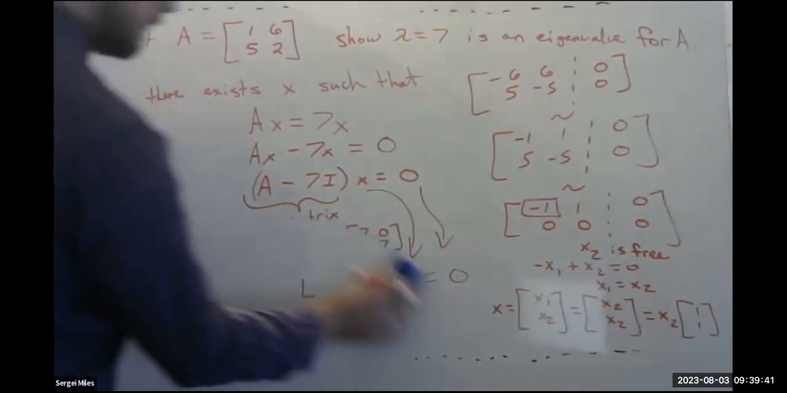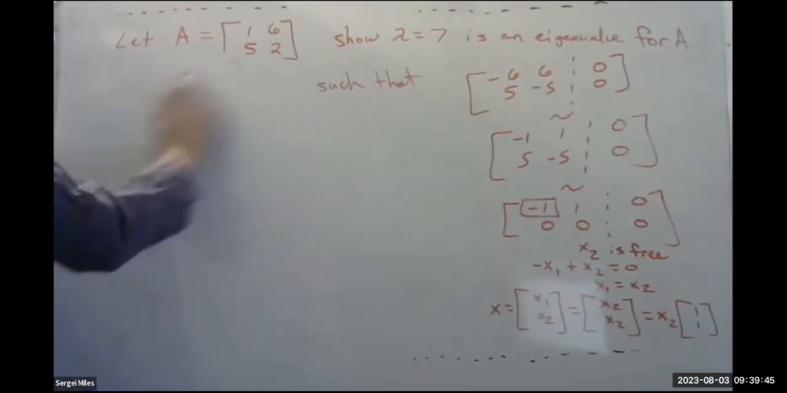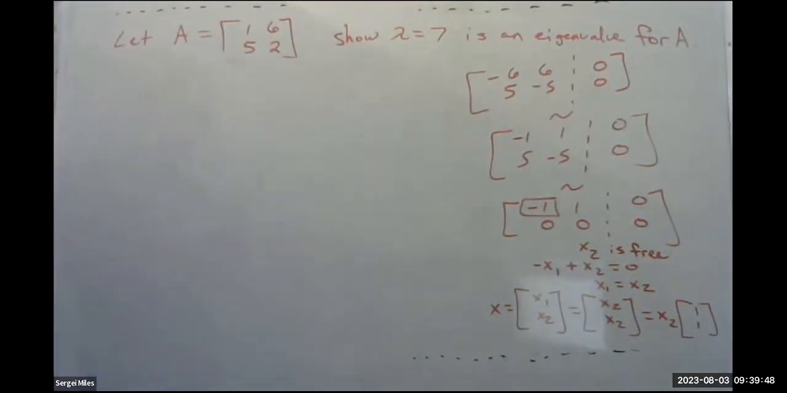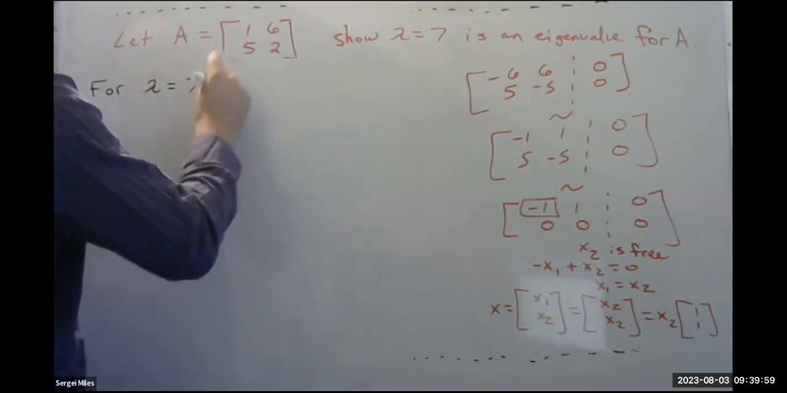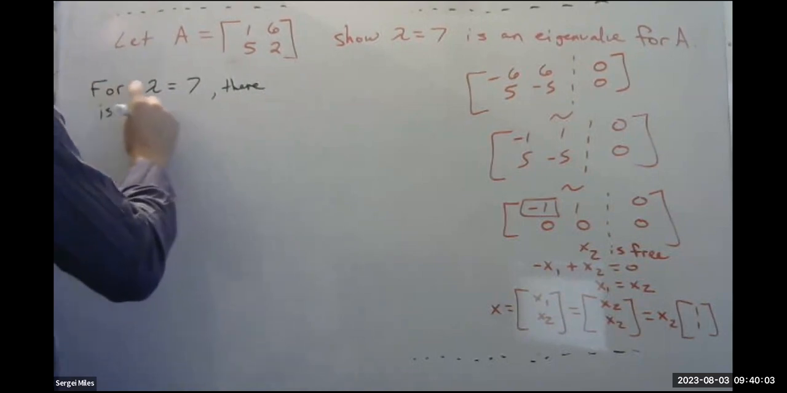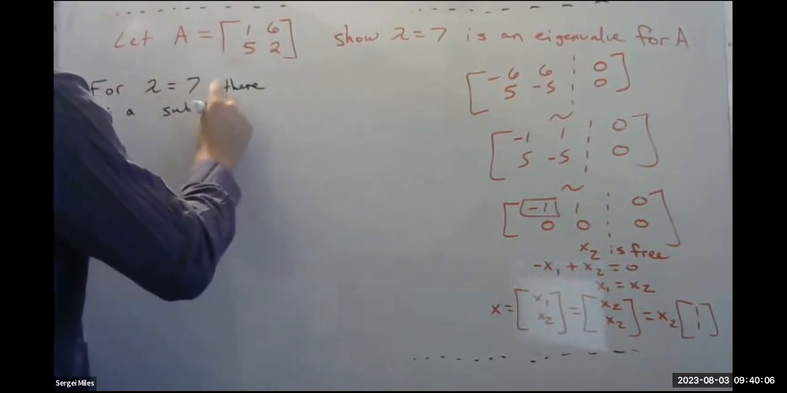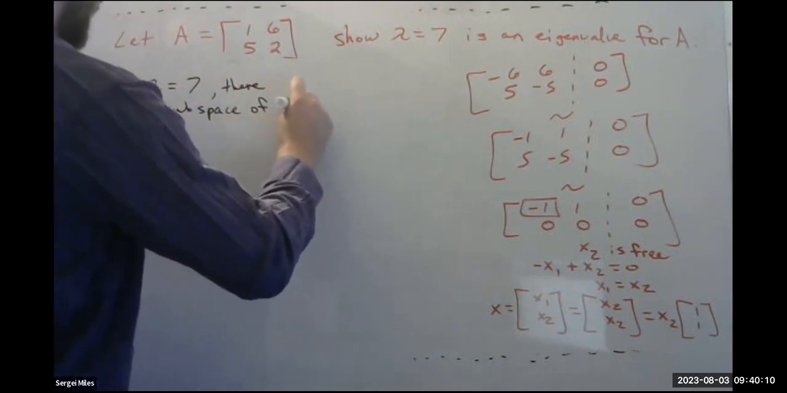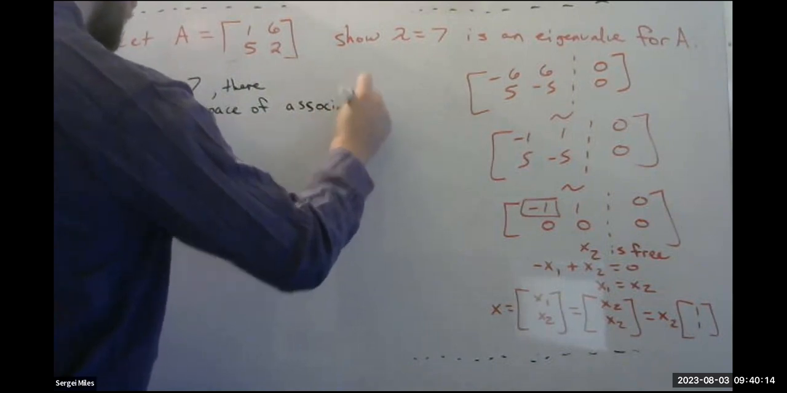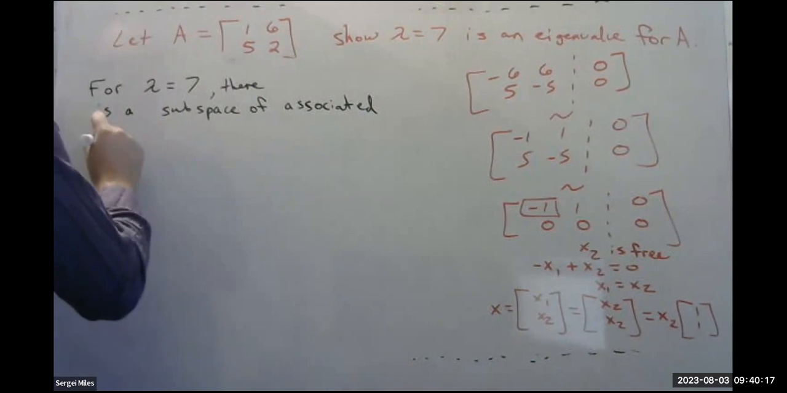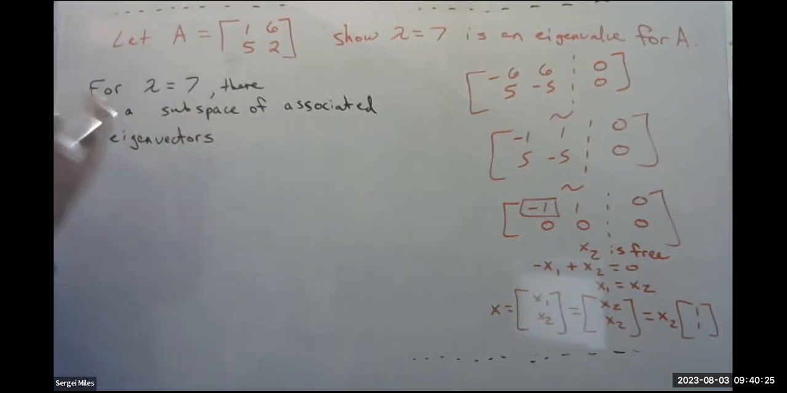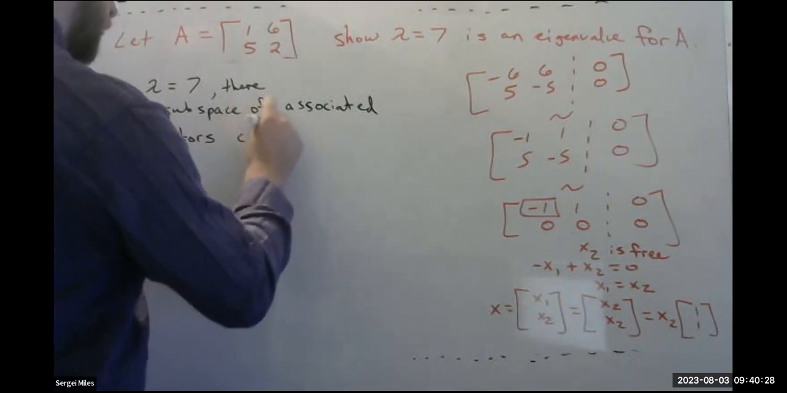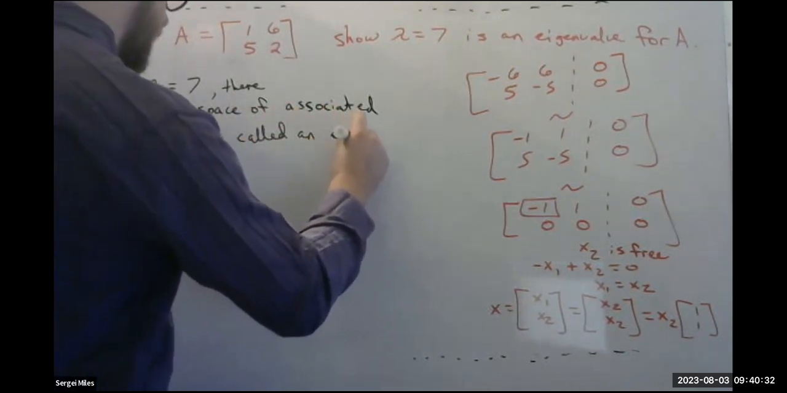Okay, so we're talking about eigenspaces next. So what does this mean? Well, for this eigenvalue, for lambda equals 7, there is a subspace of associated eigenvectors called an eigenspace.